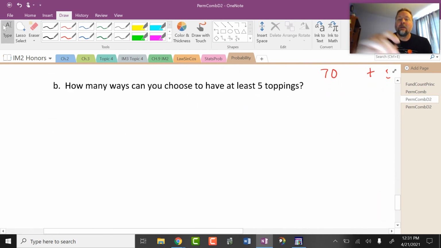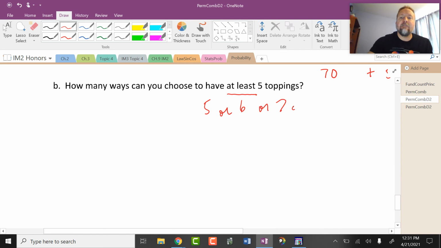Love this program. And then the word at least before you leave. At least means 5 or 6 or 7 or 8. That was the total amount of toppings. So this would be 8C5 plus 8C6.